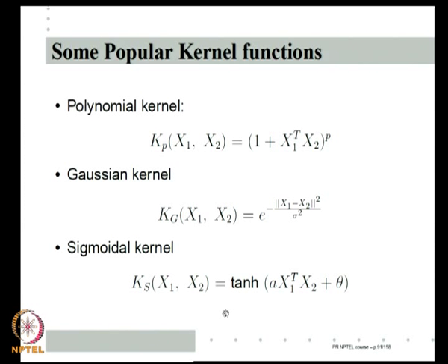I just put tanh because we are considering ultimately functions that go both positive and negative. These are some of the popular kernels used. These two are already shown to be kernels. This one I haven't, but similarly it can be shown to be a kernel function. Let us just take a look at what some of the kernels mean.